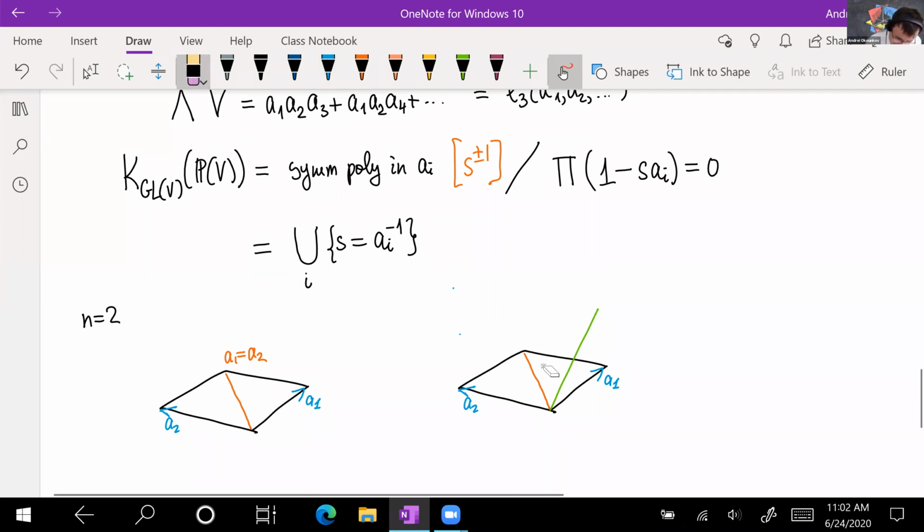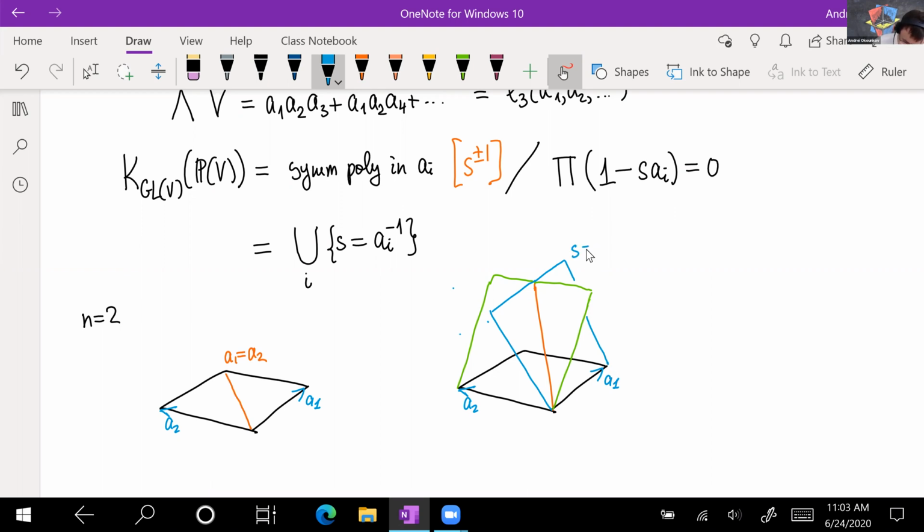All right, the key is maybe to draw first the intersection, so then we can draw one and draw the other. So this would be one, and this would be the other, then they would look like that. So this is where s equals A2 inverse, and this is where s equals A1 inverse. So this is a union of two copies of the torus that is glued over this divisor.